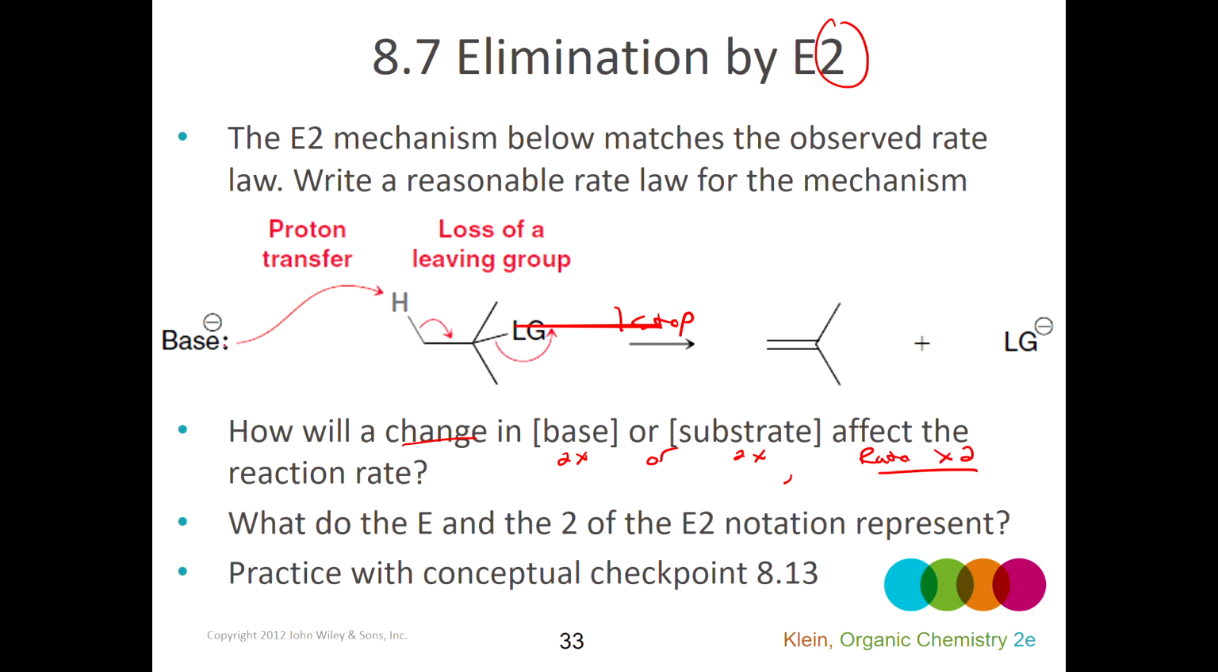Adding more base is going to create twice as many of the key collisions in the slow step. It's going to make the product twice as fast. Doubling the amount of this other reactant is going to double how often effective collisions occur, doubling how often the product is produced, and so that also makes the rate twice as fast. So since they're both involved in the collision in the slow step, they're both first order, and doubling either one of them would cause a proportional increase in the rate. And that's why it's second order overall, because both reactants are first order in this mechanism.